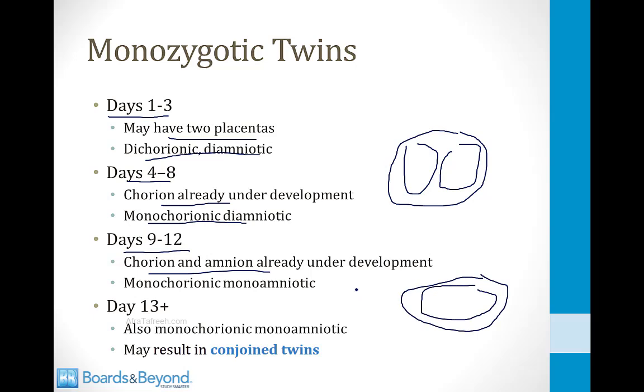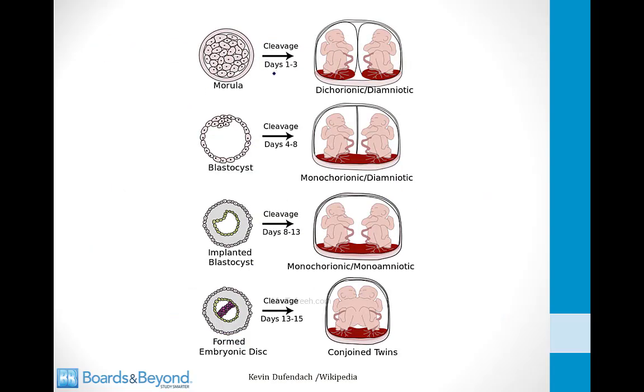And it's very rare, but if the zygote divides at day 13 plus, you will still have a monochorionic, monoamniotic pregnancy, but at this point, parts of the body are beginning to form. So this is how you can get conjoined twins who are sharing arms or legs or other parts of the body. And here's a picture just to make this more clear.